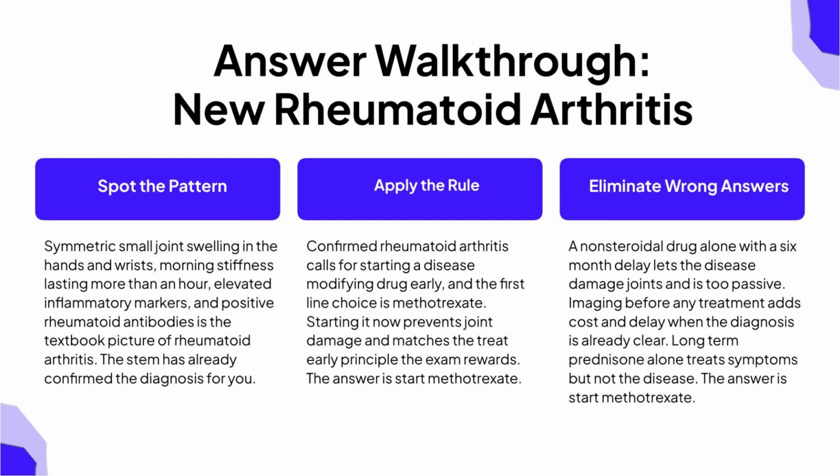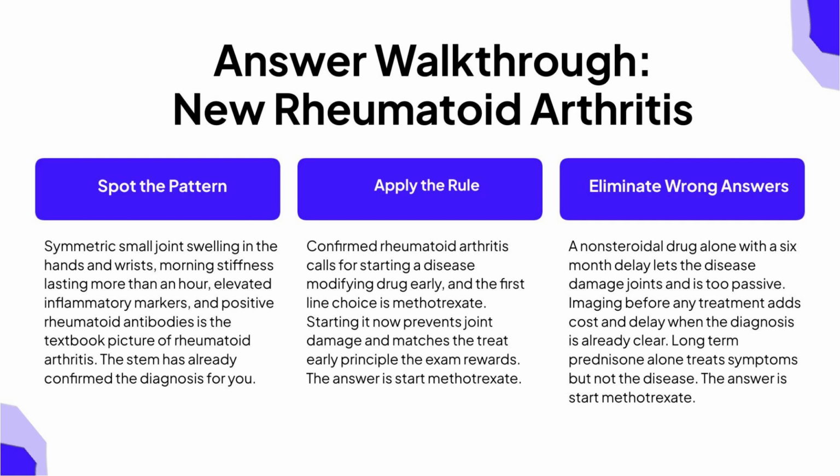Let us break this down step by step. First, spot the pattern. Symmetric small joint swelling in the hands and wrists, morning stiffness lasting more than an hour, elevated inflammatory markers, and positive rheumatoid antibodies is the textbook picture of rheumatoid arthritis. The stem has already confirmed the diagnosis for you, so you are not being asked to order more testing. Second, apply the rule. Confirmed rheumatoid arthritis calls for starting a disease-modifying drug early, and the first-line choice is methotrexate. Starting it now is what prevents joint damage, and it matches the treat early principle this exam rewards.